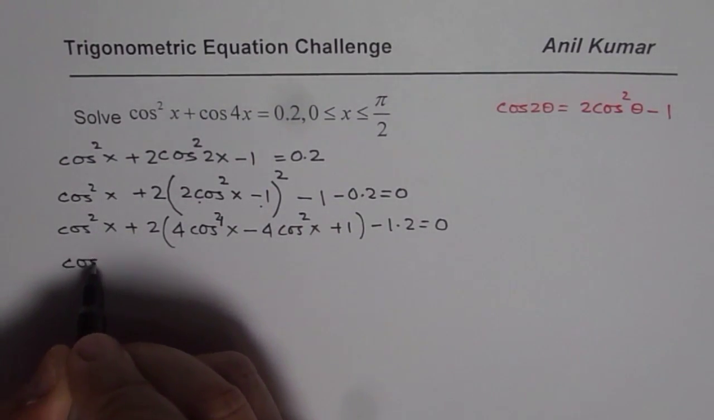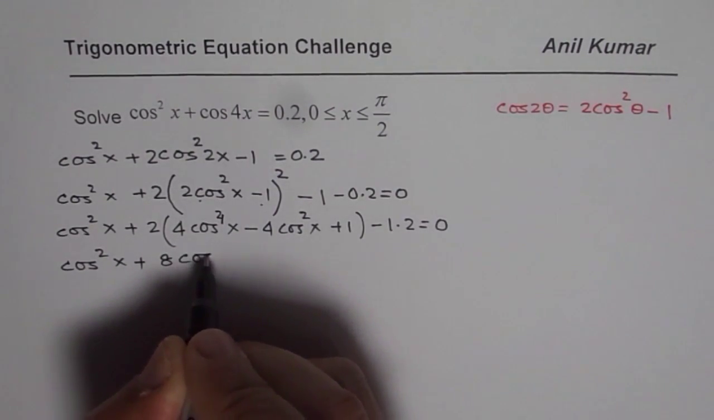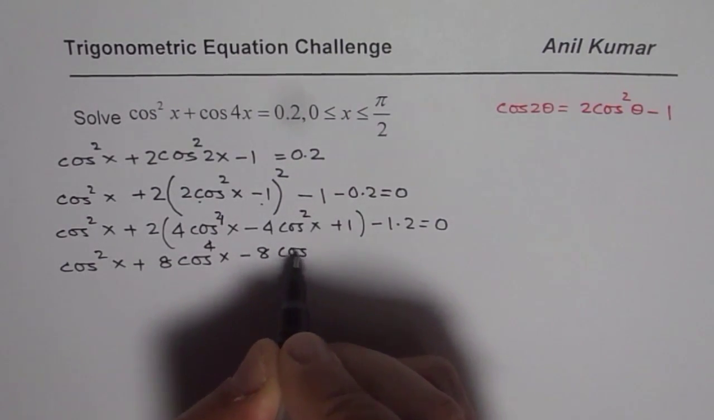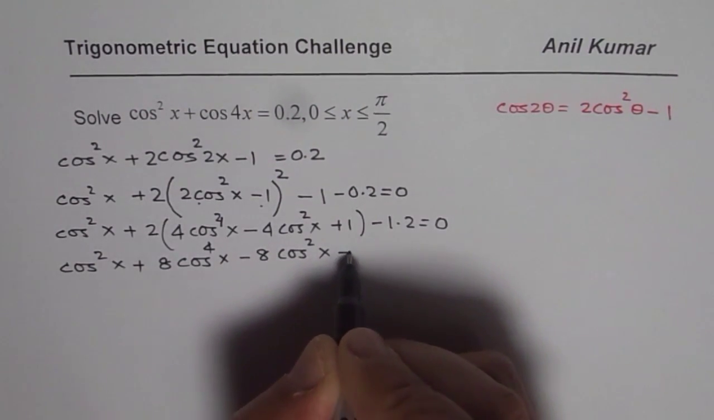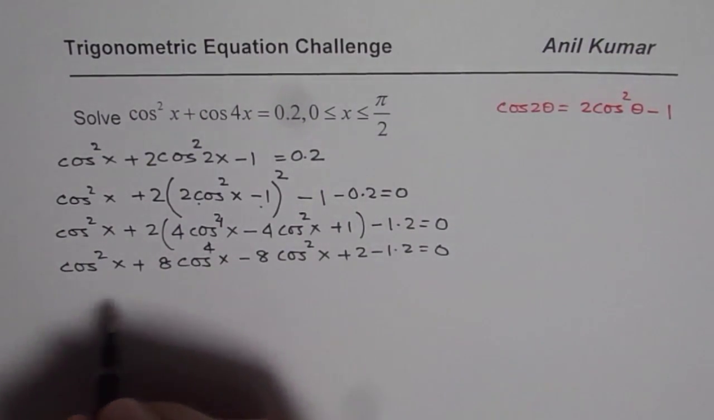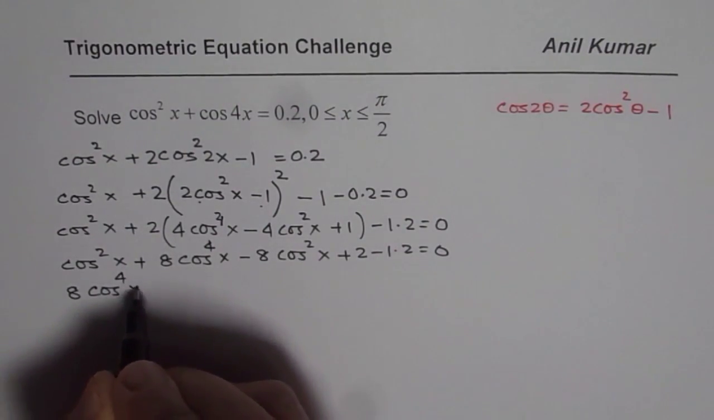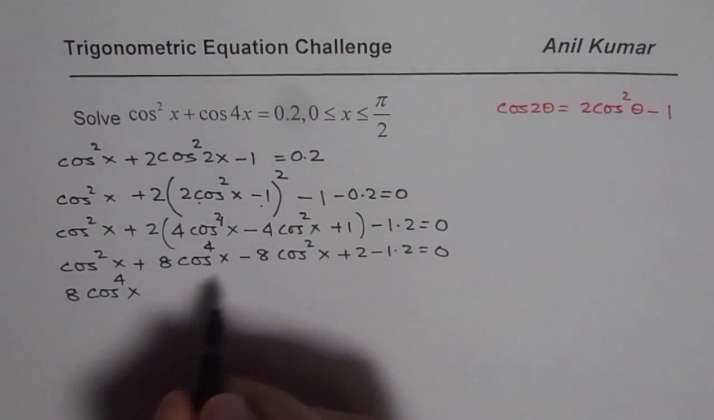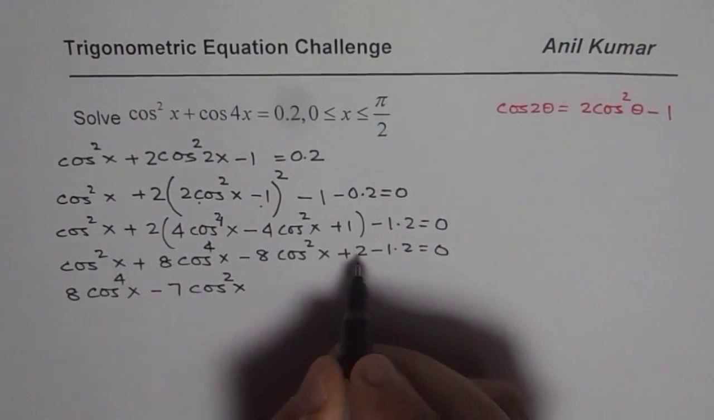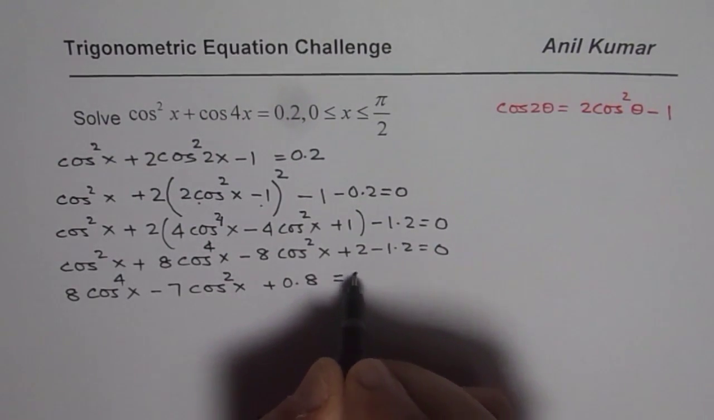So we get cos square x plus 4 times 2 is 8 cos to the power of 4 x, minus 8 cos square x, plus 2 minus 1.2 equals 0. Let's rearrange this. We can write this as 8 cos to the power of 4 x. Cos square x taken away from 8 will give us minus 7 cos square x, and 2 minus 1.2 will be 0.8, equals 0.